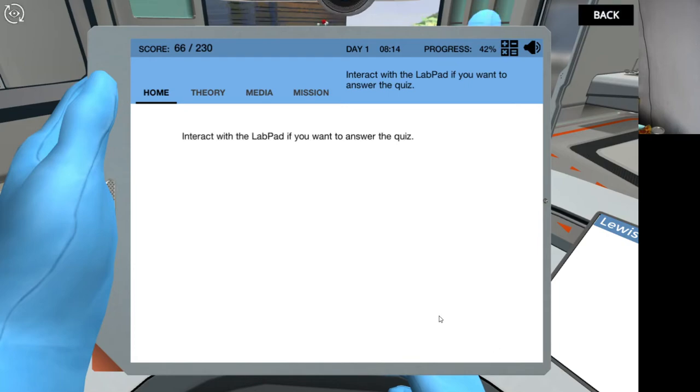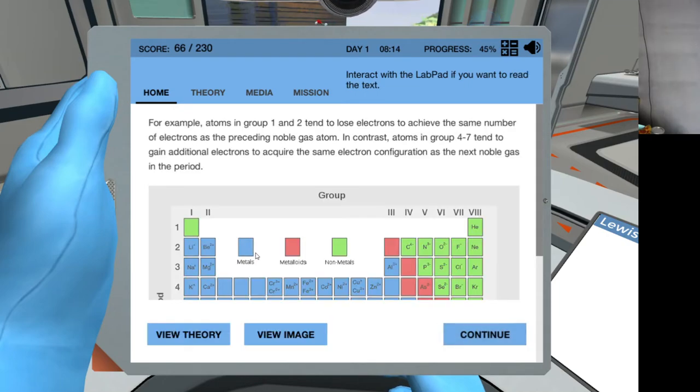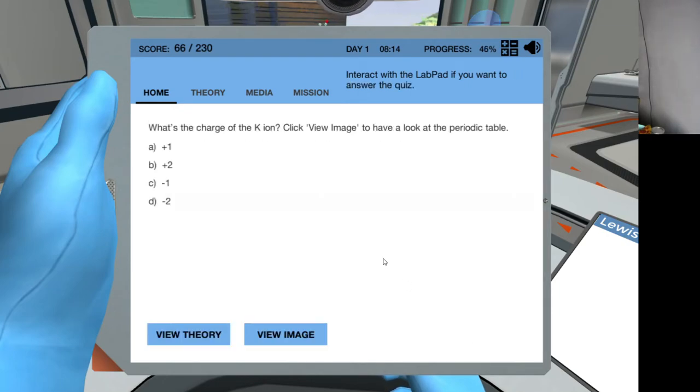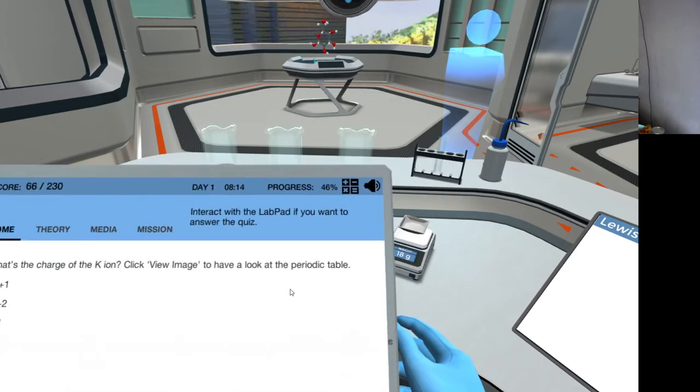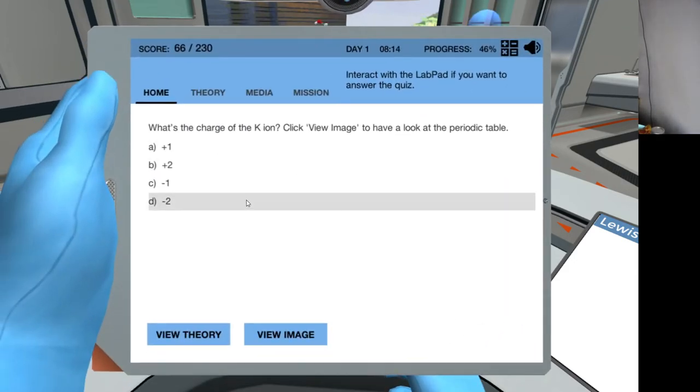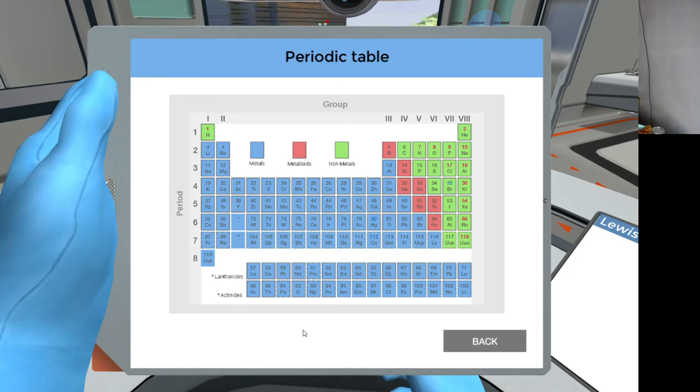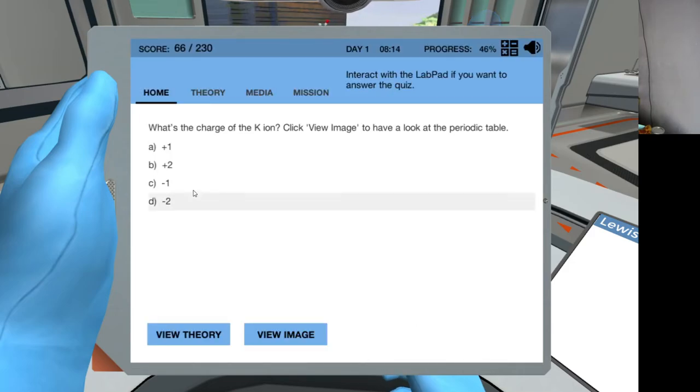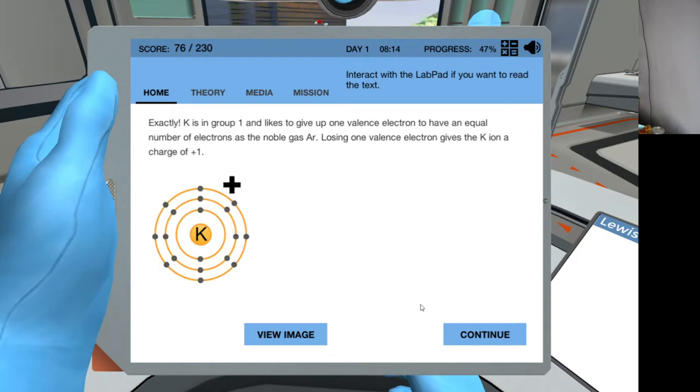Right. One can predict the charge of an ion. For example, what's the charge of the K ion? Click View Image to have a look at the periodic table. It's been so long since I took chemistry. Exactly. K is in group 1 and likes to give up one valence electron.